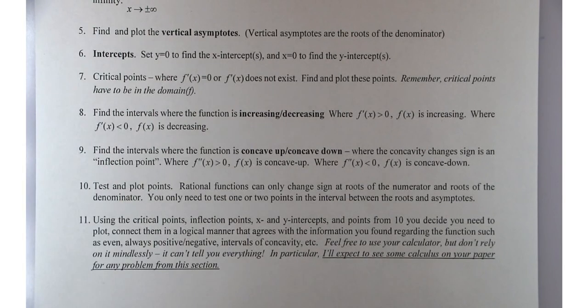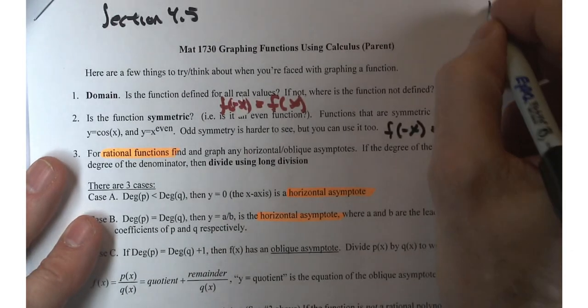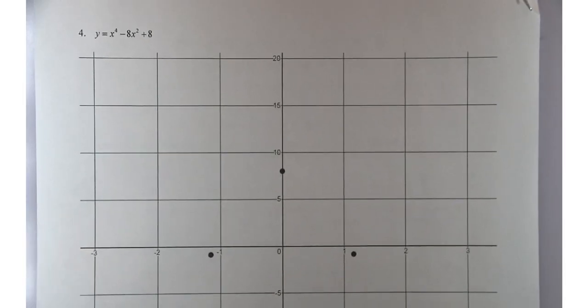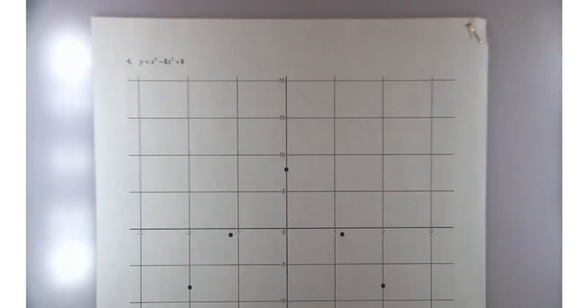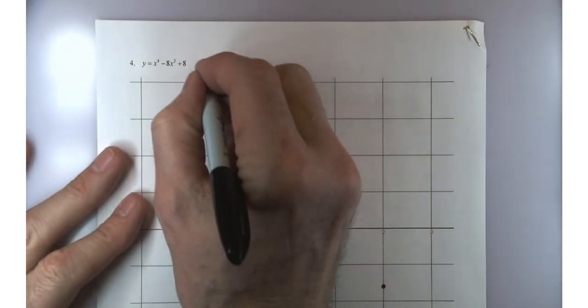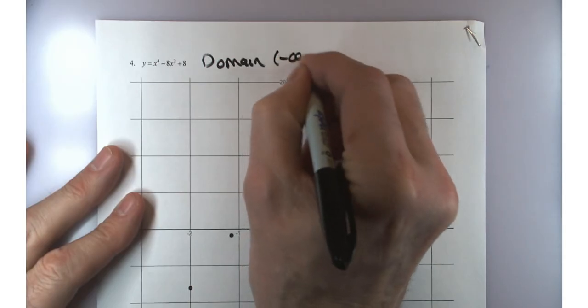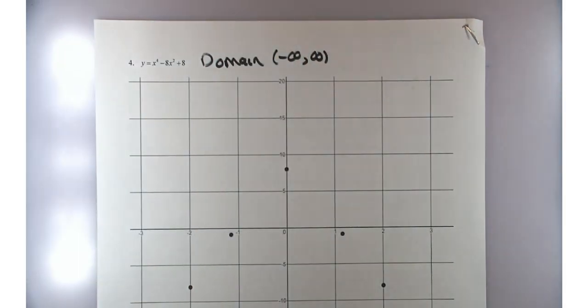So with that, let's start taking a look at a friendly one to begin with, which is going to be a polynomial function. That's going to be this one right here. The nice thing about polynomials is that their domain is everything. So the domain is negative infinity to infinity. So there's no problems there. Happy about that.